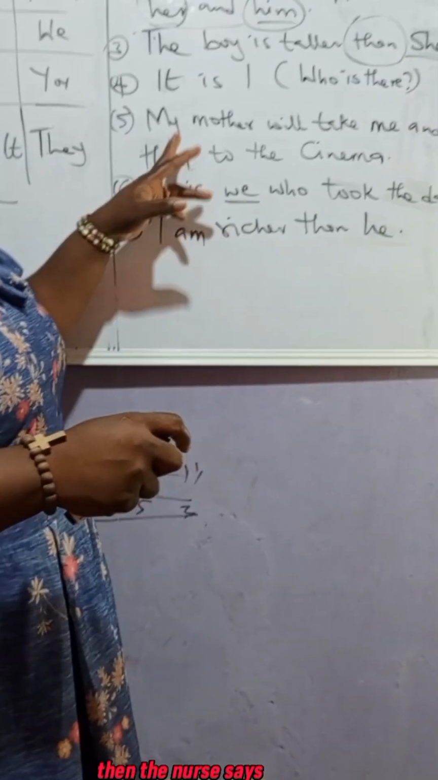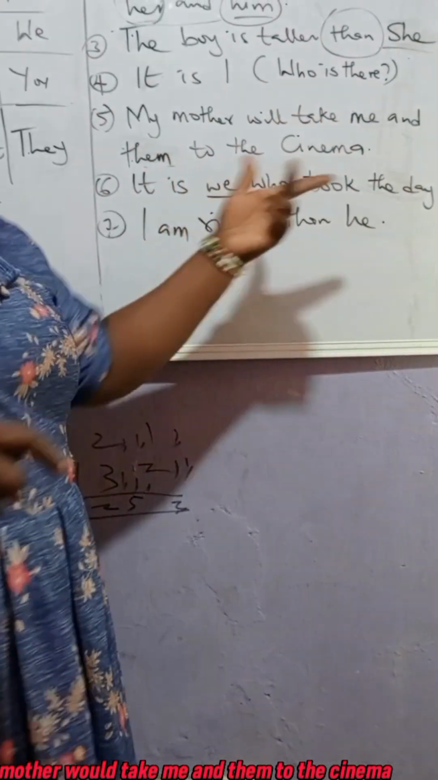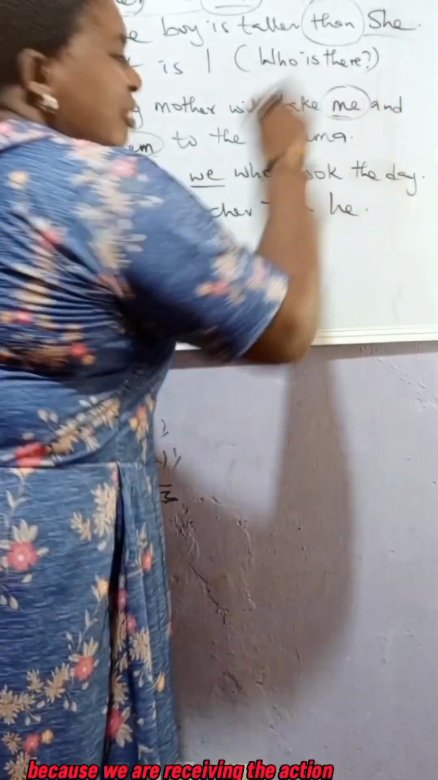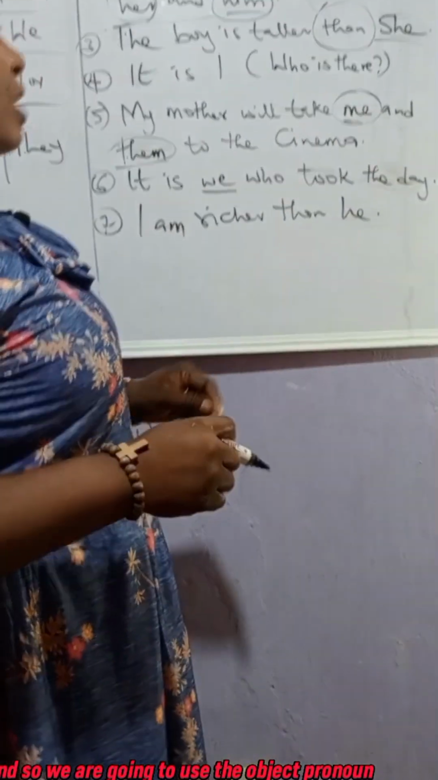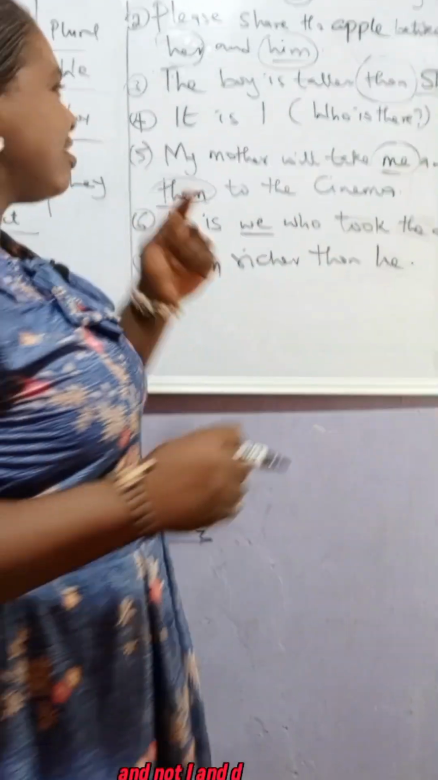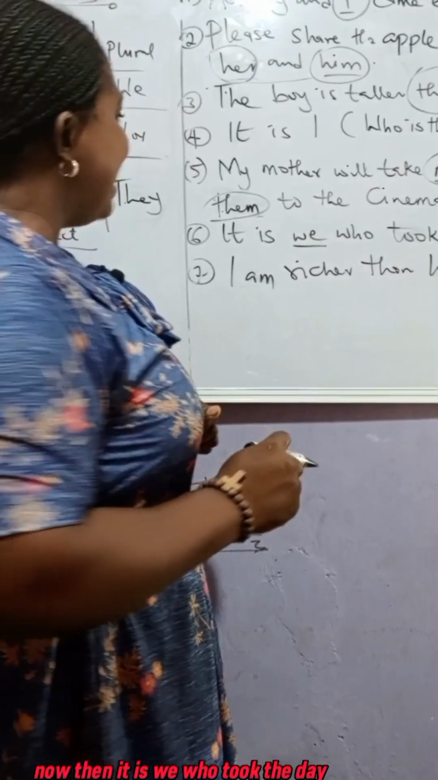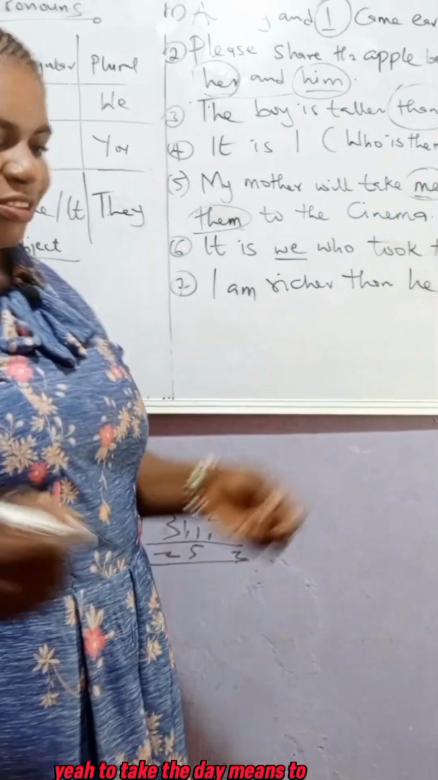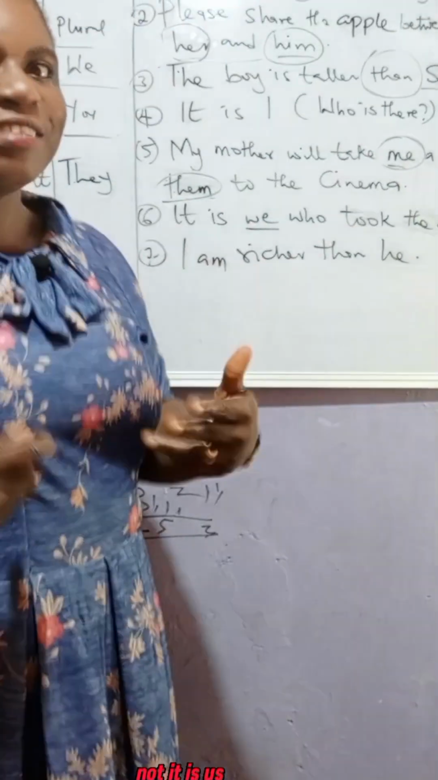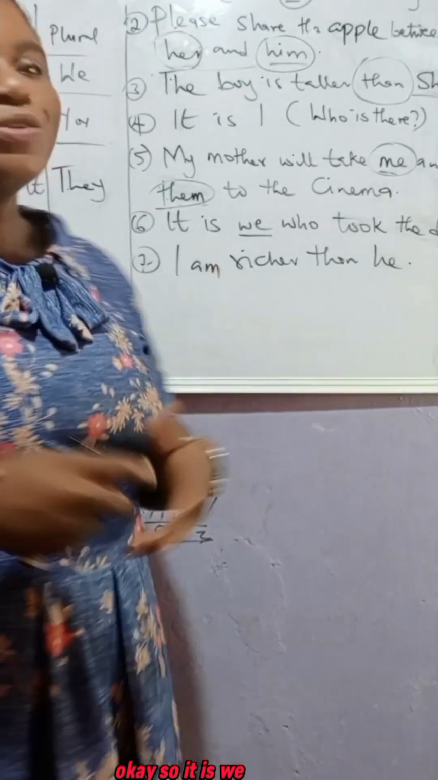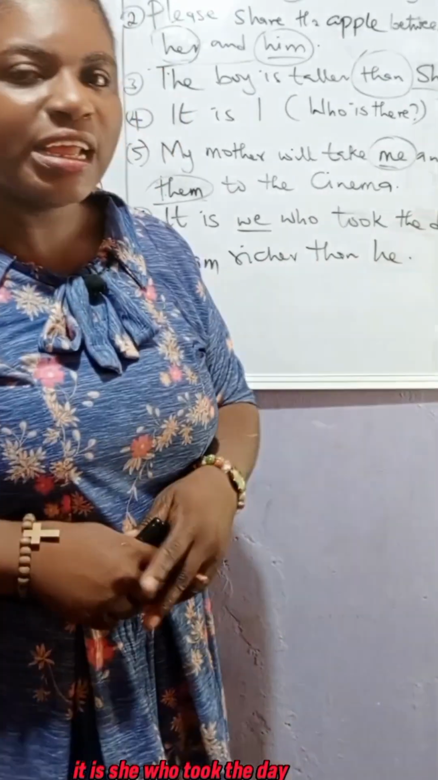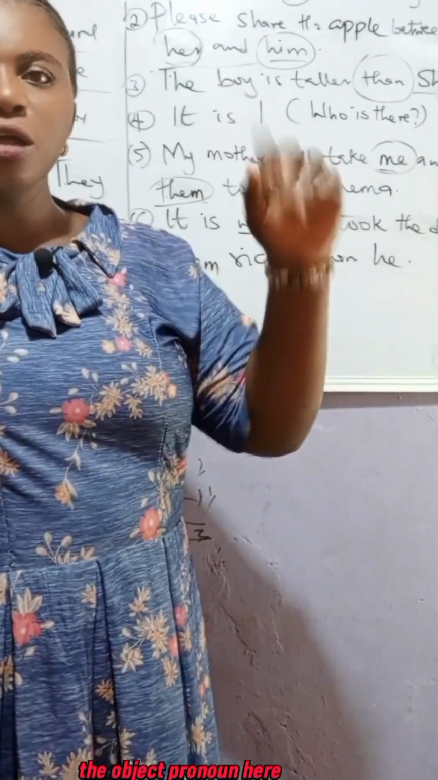It is I. Then the next says, my mother would take me and them to the cinema. Now, my mother would take me and them because we are receiving the action. And so we are going to use the object pronoun, me and them, and not I and they. Then it is we who took the day. To take the day means to be the winner. So it is we who took, not it is us. It is I who took the day. It is she who took the day. So you don't use the object pronoun here.